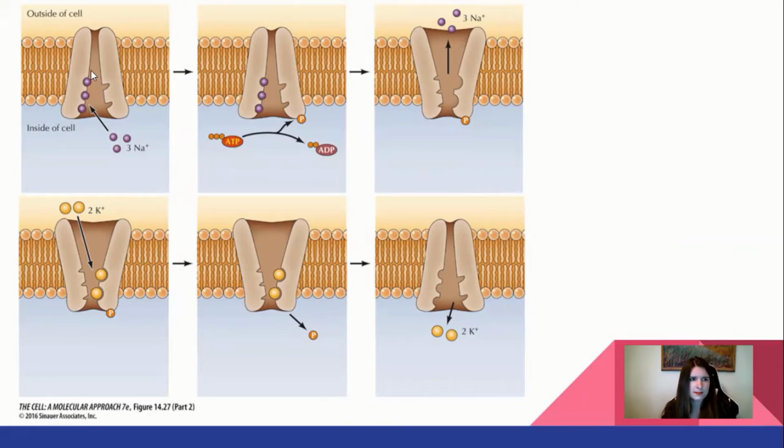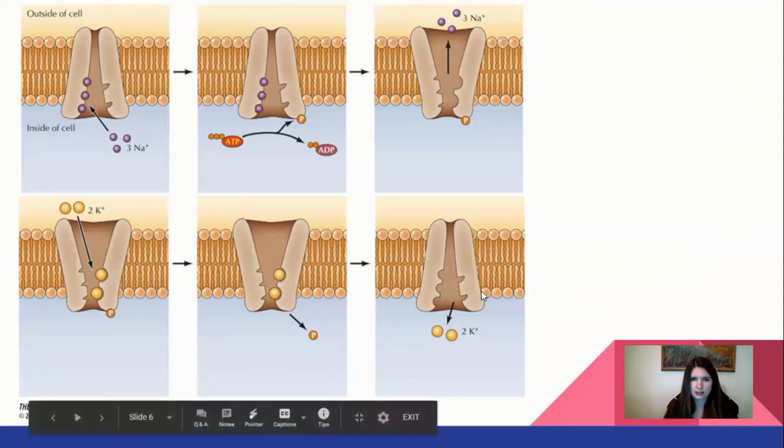So the way it works is that it has basically these slots for sodium on one side, 3 sodium bind in, then ATP comes in, we break a bond in ATP, and that pushes those 3 sodium to the outside of the cell. Now it has slots facing the outside of the cell, and they wait until 2 potassium molecules bind in. When these 2 potassium molecules bind in, the protein changes shape and shoves those into the cell.